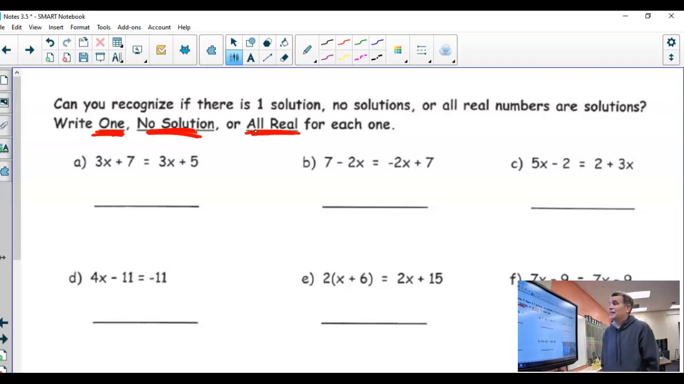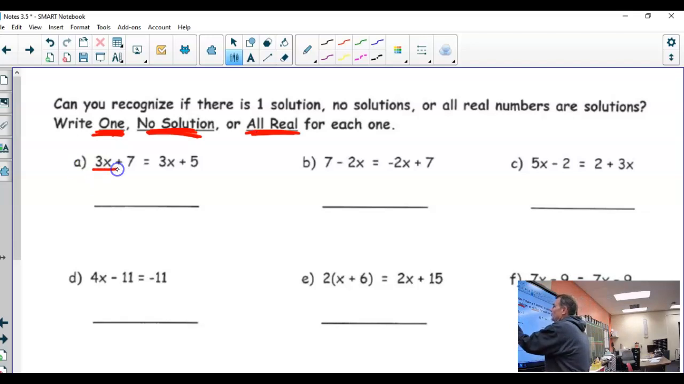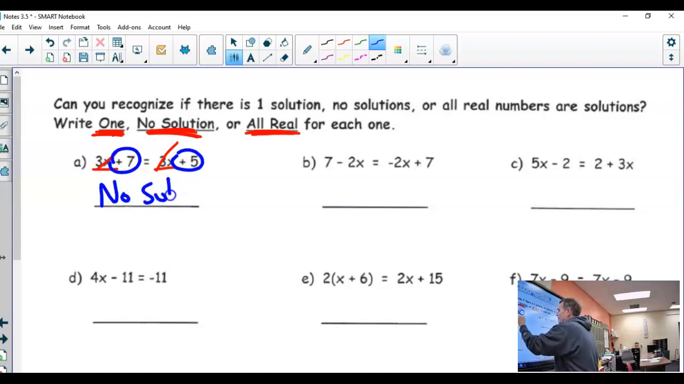Well, of course, the variable is the same on both sides, right? So when I go to eliminate the 3x on one side, it's going to get eliminated on both sides. Am I left with something that's true or false? Well, false, right? We all know that 7 does not equal 5. So because that's false, this one is no solution. Can you do them all that quickly? How about the next one?